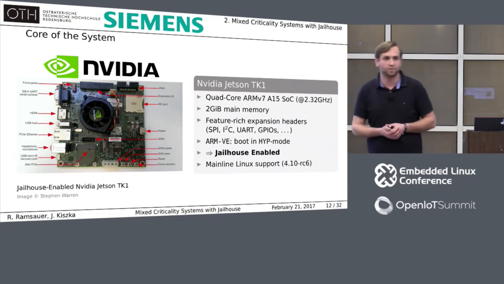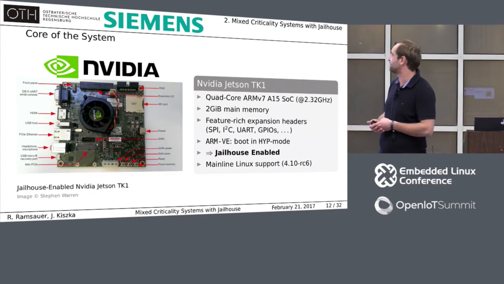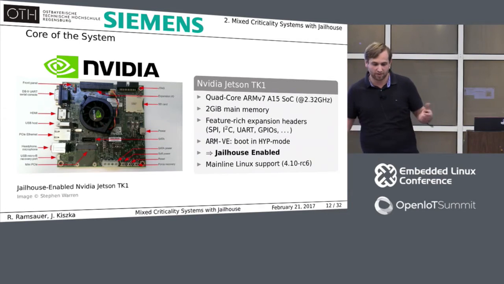It's not the latest model, it was released in mid-2014. But it has a feature-rich expansion header, so it exposes everything that we need to the outer world, such as SPI, I2C, UART, and many GPIOs. And what is important, especially for us, is that it has the ARM VE virtualization extensions that we need to run Jailhouse on top of it. So it's Jailhouse enabled, and what is pretty nice about this board is that you can run it on the latest mainline Linux.